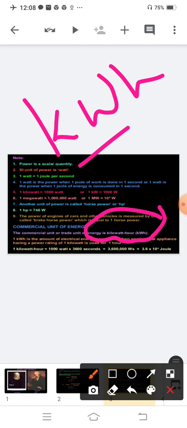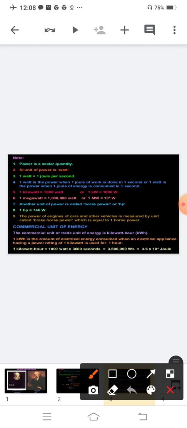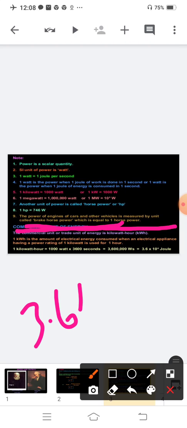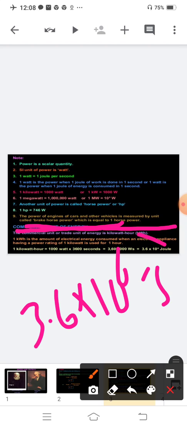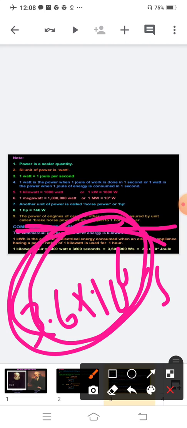The commercial unit is kilowatt hour. So in your meter bill reading it is also written as kWh. 1 kilowatt hour is the amount of electrical energy consumed when an electrical appliance having power rating of 1 kilowatt is used for 1 hour, and 1 kilowatt hour is equal to 3.6 into 10 to the power 6 joule. Try to remember this.